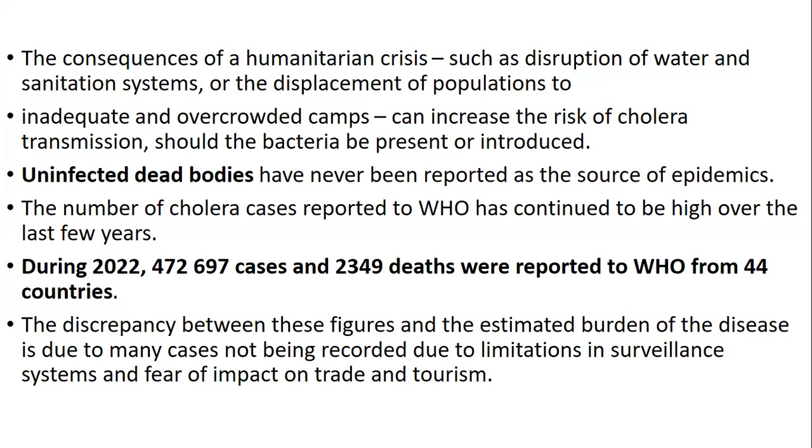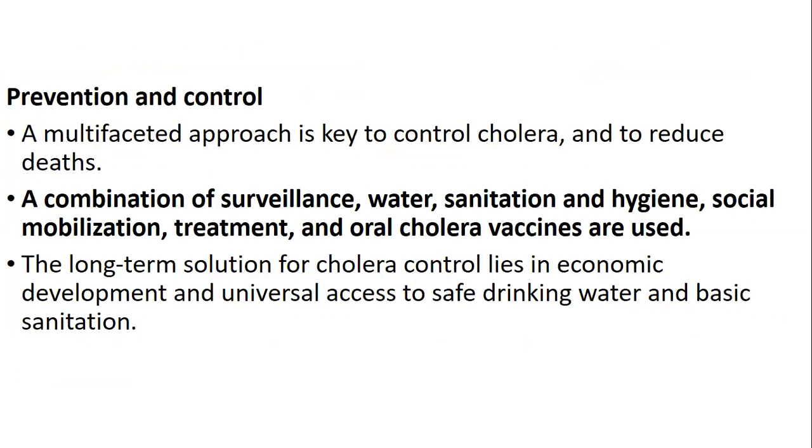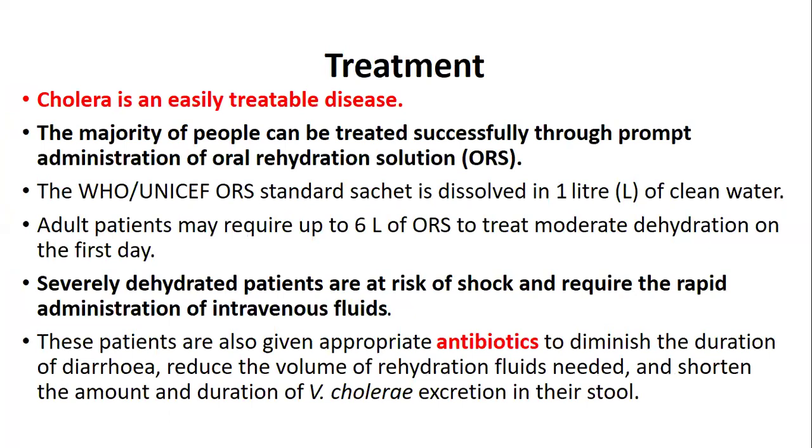This is not a mean number, and it just tallies with what we found in Zambia and shows that these cases are actually virulent. Okay, prevention is key, and it is done through a multifaceted approach by which cholera can be controlled to reduce the number of deaths. A combination of surveillance, water sanitation and hygiene, social mobilization, treatment, and oral cholera vaccines are used to control this disease.